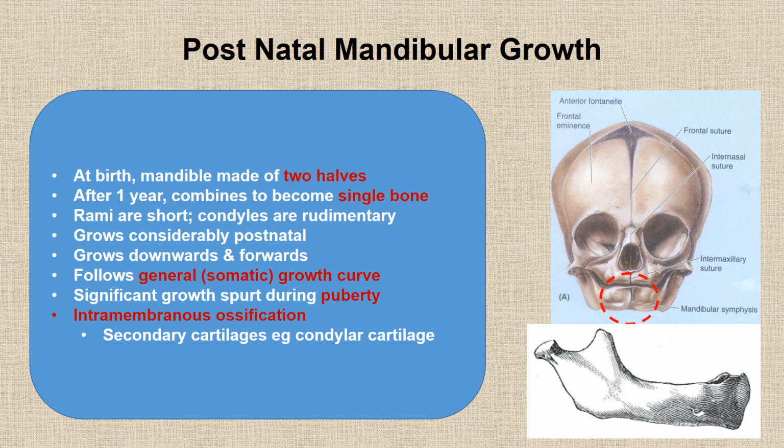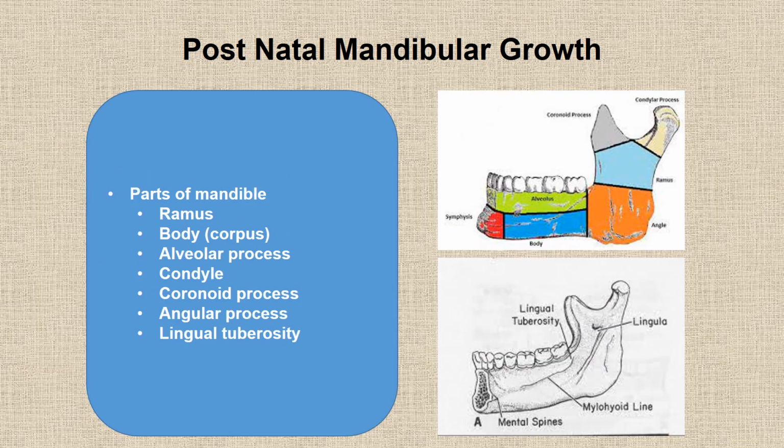The mandible follows the general somatic growth curve, and significant growth of the mandible occurs during the growth spurt at puberty. The mandible is an intramembranous ossification with secondary cartilage present in the condylar cartilage. Now, the mandible can be divided into parts. We have the ramus, the body or corpus, the alveolar process, the condyle, the coronoid process, the angular process, and the lingual tuberosity here.